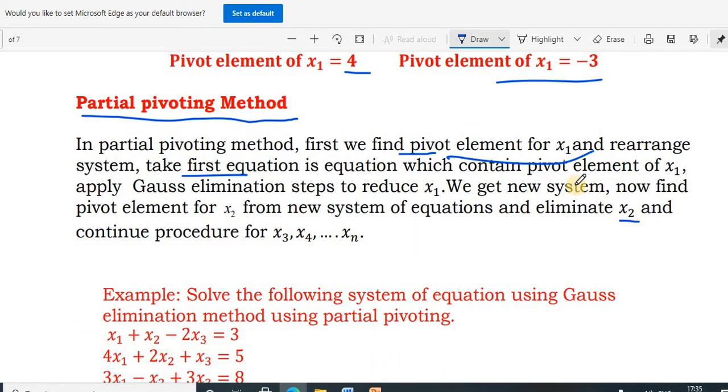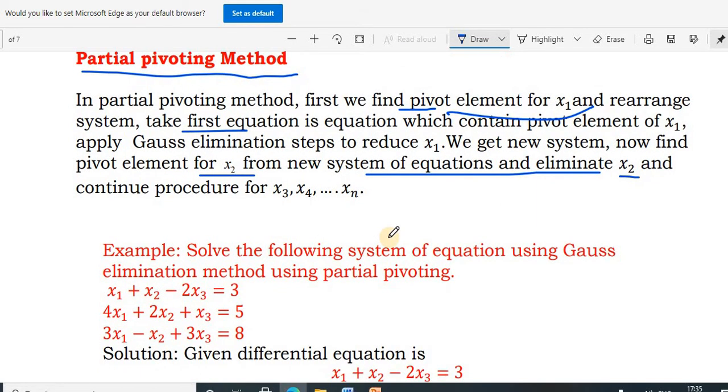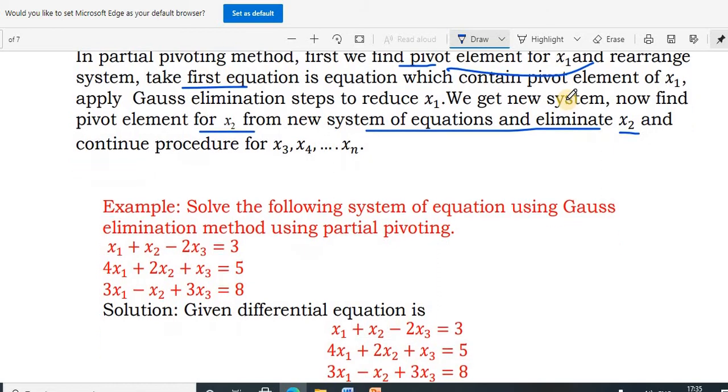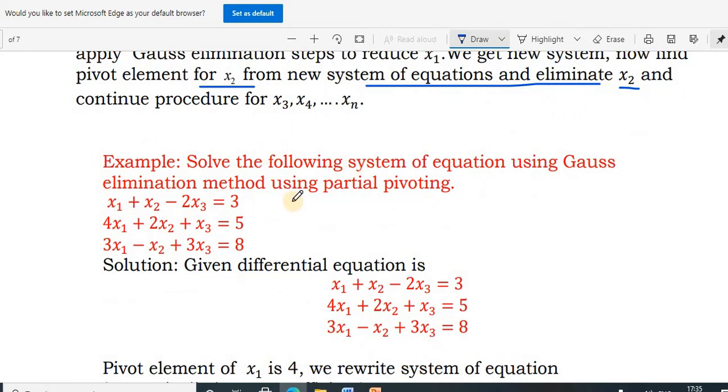We get a new system of equations, that means equations 4 and 5, and we find the pivot element for x2 and give that equation the next number, 4 or whatever, and we eliminate x2 from that equation and again obtain a new system, and we continue or repeat the procedure for the remaining. So it is similar to Gauss elimination, only by selecting the equation with which we eliminate, we select the equation having the numerically largest coefficient. So see the example.